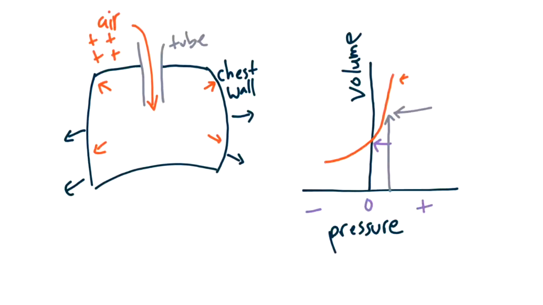On the other hand, let's imagine that a vacuum is hooked up to the tube and air is sucked out of the thoracic cavity. What will happen to the chest wall in this case?